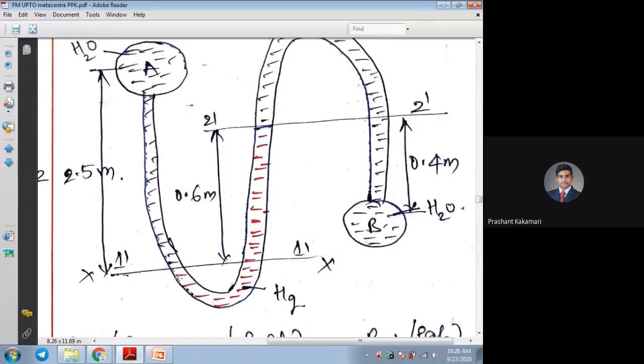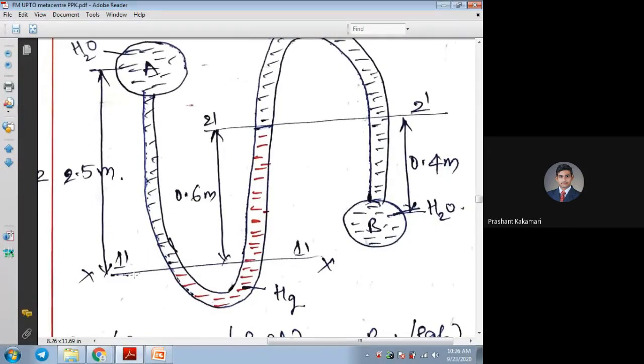The level of mercury and the center of the pipe: if you see the distance or the water head generated here, the vertical head is 2.5 meters. We are not bothered about the curved nature of the pipe here. We are bothered about the vertical head, because the hydrostatic law only bothers about vertical heads.